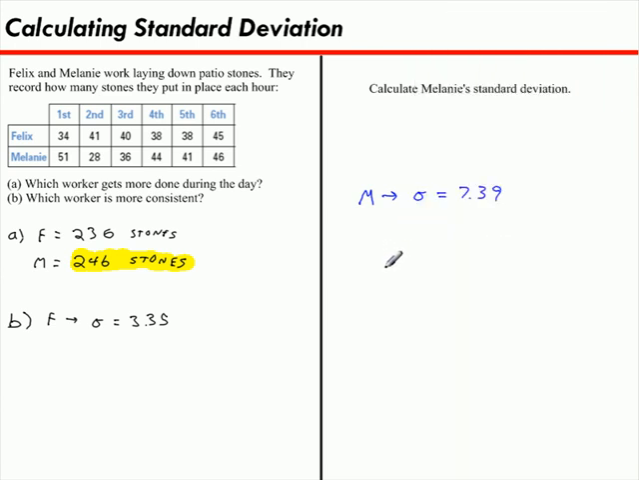So let's compare the two standard deviations for Felix and Melanie. 3.35 is smaller than 7.39, so it turns out that Felix is the more consistent worker. Even though Melanie might lay more patio stones down in the day, Felix is a little more consistent every hour, and that's because the standard deviation is smaller. Finally, let's just add a concluding statement. And the concluding statement, of course, just says, therefore, Felix is more consistent.